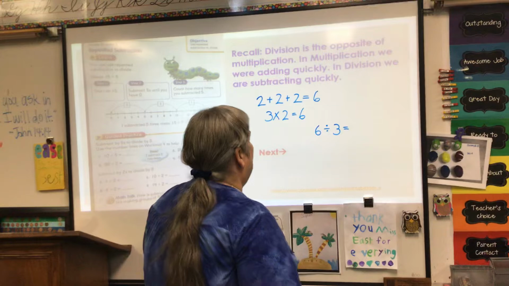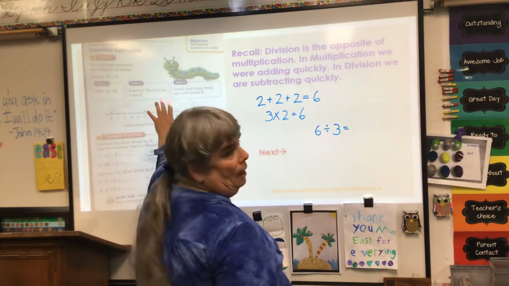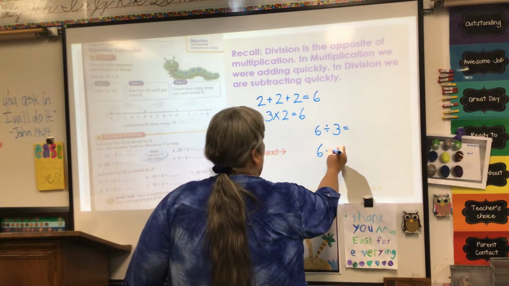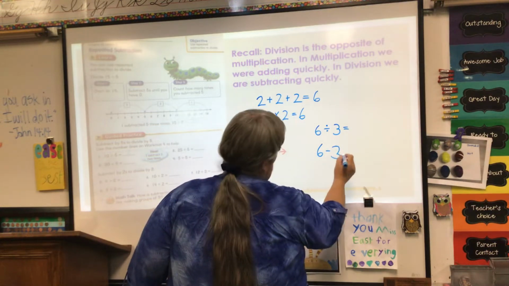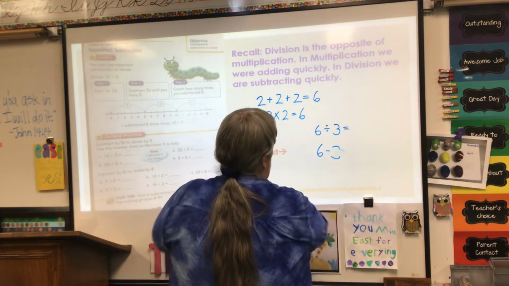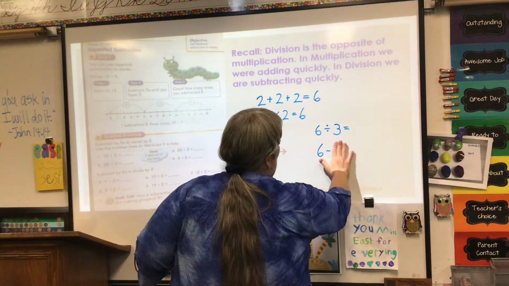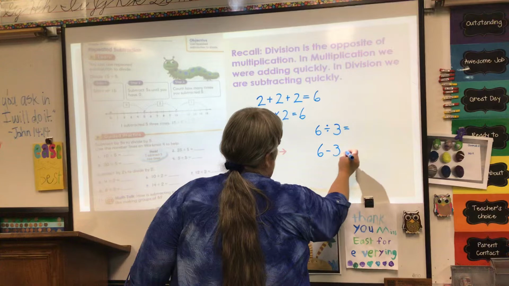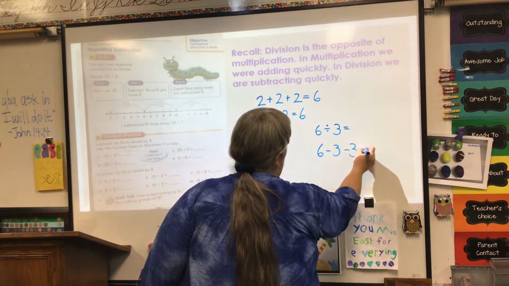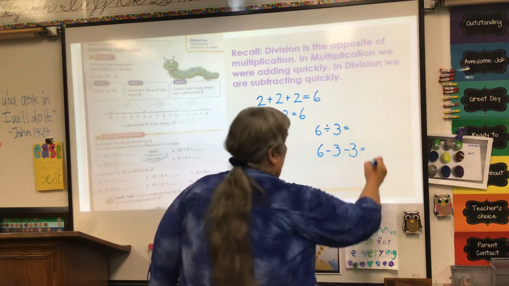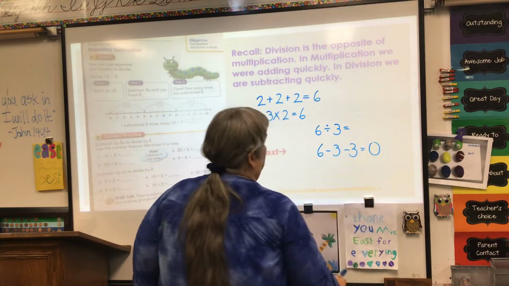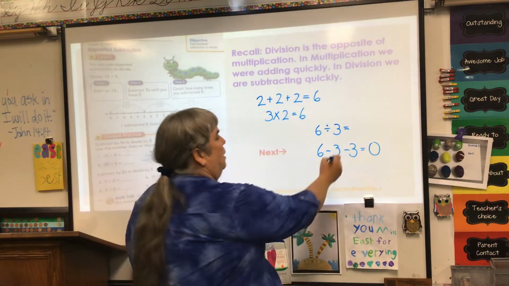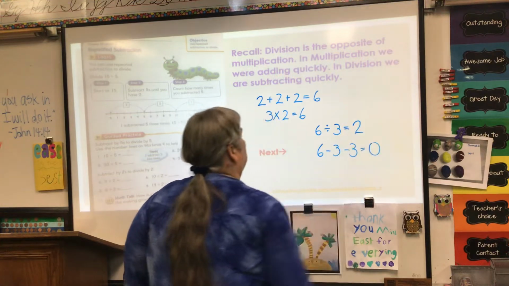So the example that we have today is I'm going to take 6 and I'm going to subtract 3. Sorry, I started to write 2 and then I changed my mind. Take away 3 until I get to 0. So how many times did I subtract 3? Twice. So 6 divided by 3 equals 2.